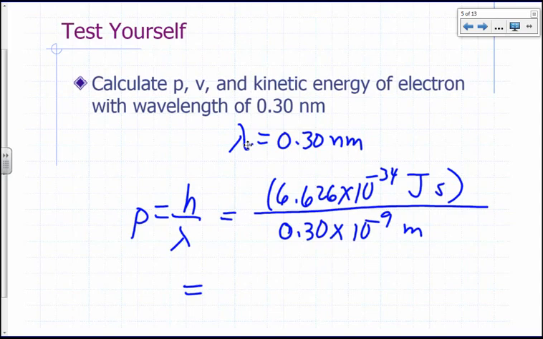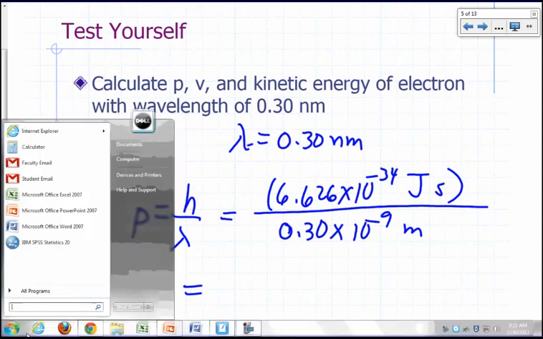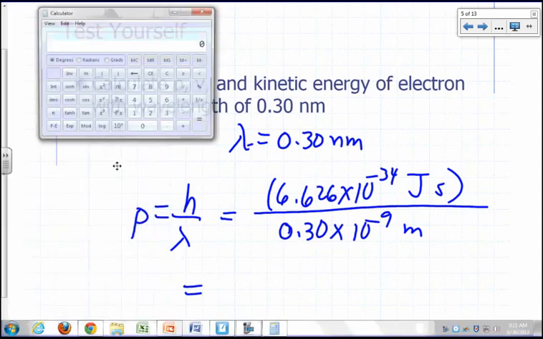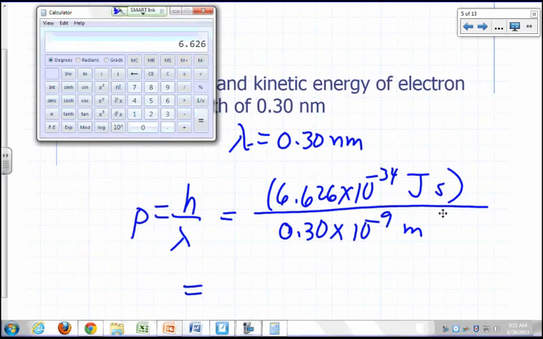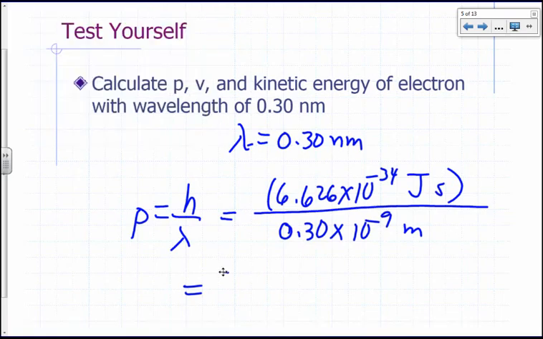And that's how much? 6.626 times 10 to the negative 34 divided by 0.3 times 10 to the negative 9. So what you're getting is 2.2 times 10 to the negative 24.